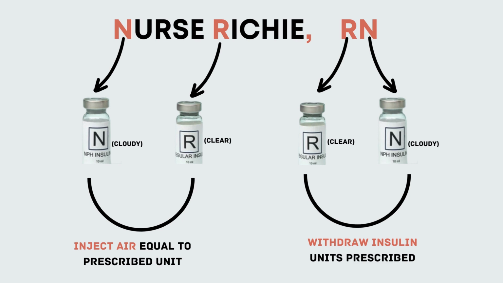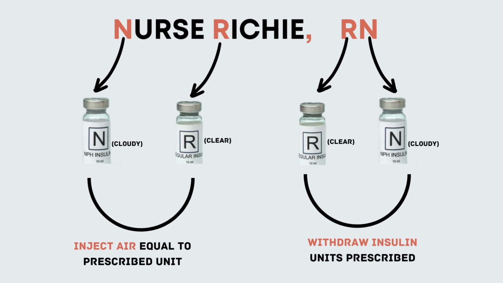I like to use this mnemonic called Nurse Richie RN. All right, because it's a name that can be easily remembered. You're a nurse, so think about Nurse Richie. She's an RN, and she will help you to always remember how to mix your insulins in one syringe. So the letter N in Nurse represents your NPH, which is cloudy, and the letter R will represent your regular in Richie.